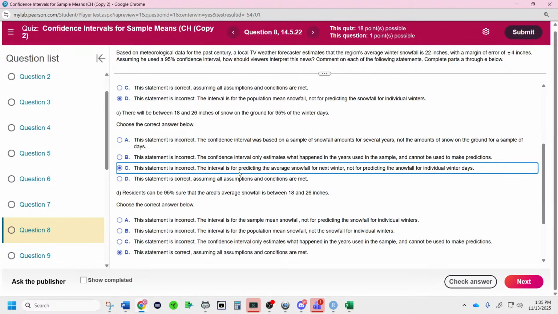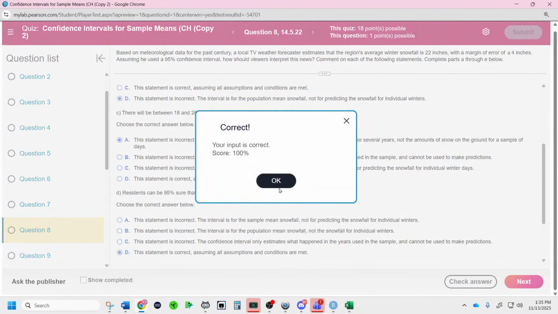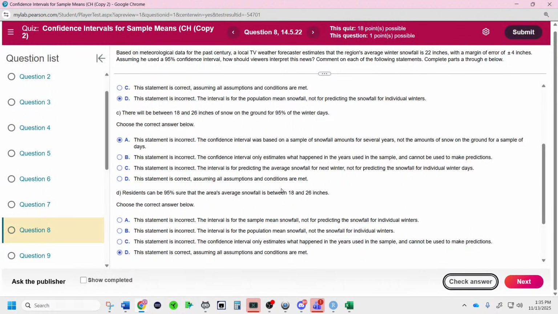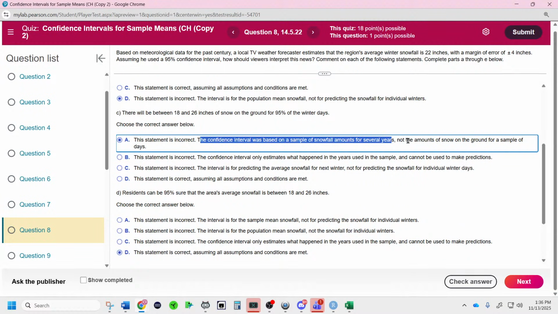The interval is predicting the average snowfall for, like I said, that was the one I said no. The interval was based on a sample of snowfalls for several years, not the amount of snow on the ground for a sample of days. The confidence interval only estimates what happens in the years in the sample. No, it's got to be this one then. He just gives a general one. The confidence interval was based on a sample of snowfalls from several years. That's a fact. Not the amount of snow on ground for a sample of days.